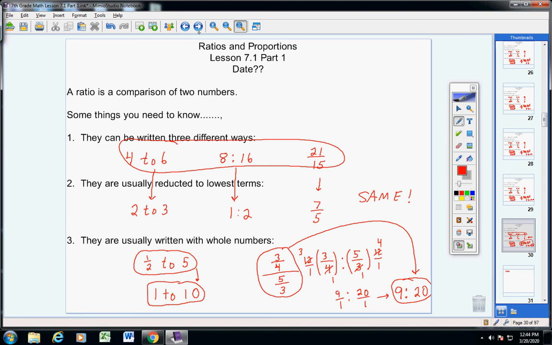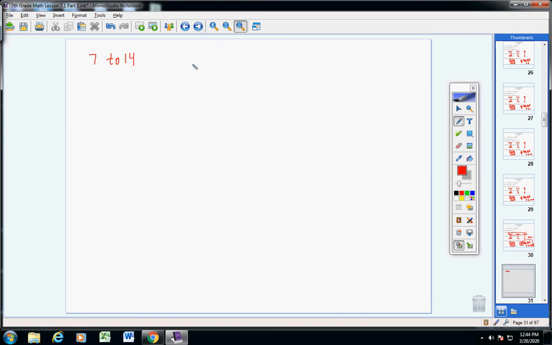Okay, now moving on. Why don't you guys practice this? Okay, so on your own, pause the video, reduce this, and then turn it back on and see if you got it right. Okay, you should have gotten this. 7 goes into 7 once, and 7 goes into 14 twice.